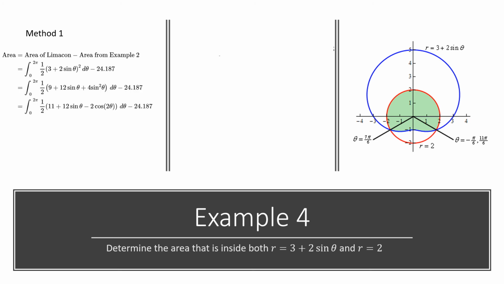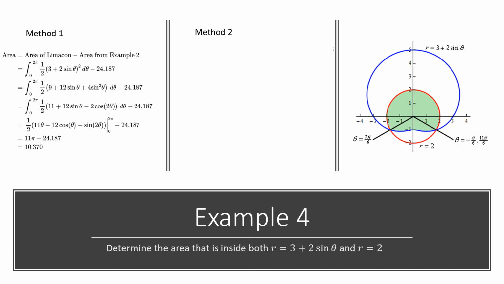When I calculate this out and simplify it, I found the integral from 0 to 2 pi of 1/2 times 11 theta minus 12 cosine theta minus sine 2 theta, and then minus the area from example 2. So I get 11 pi minus 24.187, which is 10.370.